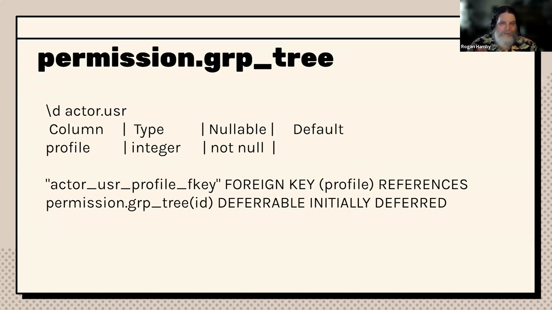And then it even tells you, it references the permission.grouptree table and the ID column of that table. So we know that this is a safe join to make between actor.user column profile and permission.grouptree column ID.